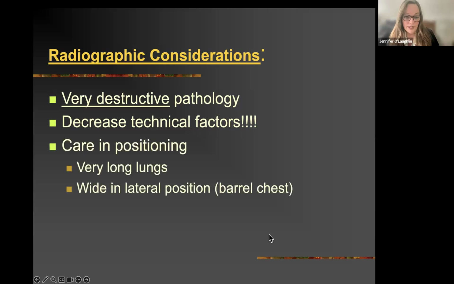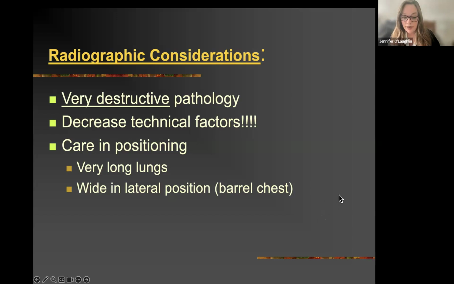Other things to consider as the tech is how you're going to orient your film. These patients have very long lungs. So when you're doing your PA, instead of a crosswise orientation, you should probably consider going lengthwise if you can make the patient fit, because the lungs tend to be really long. If they're wide and long, then you're going to need to do two, an upper and a lower shot.